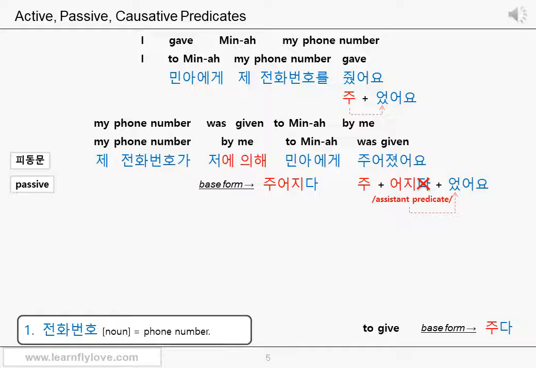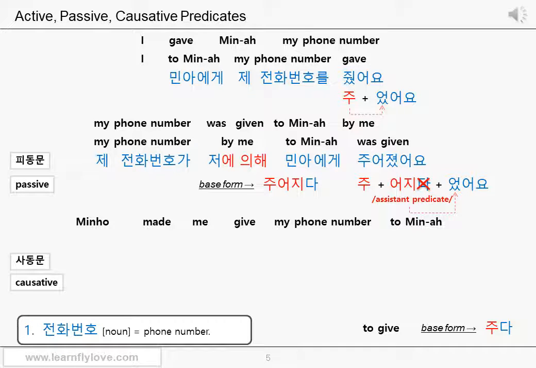Perfect. But you know what? Who on earth would talk like this in a real-life conversation? So what you just need to remember now is the fact that the passive form of the verb 주다 is 주어지다. That's enough. Let's take a look at the next example. Minho made me give my phone number to Mina. Well, maybe this sentence might be useful if this kind of situation actually occurs.